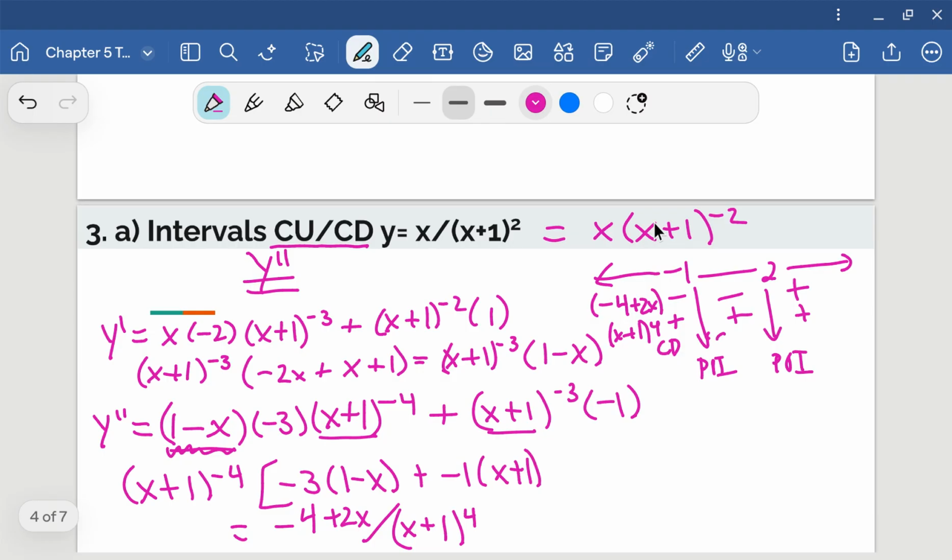So when we take a look at our concavity, at first it is going to be concave down. Between -1 and 2, it's going to be concave down. So -1 is not a point of inflection. And then once you pass 2, it will be concave up. So the point 2 is a point of inflection.